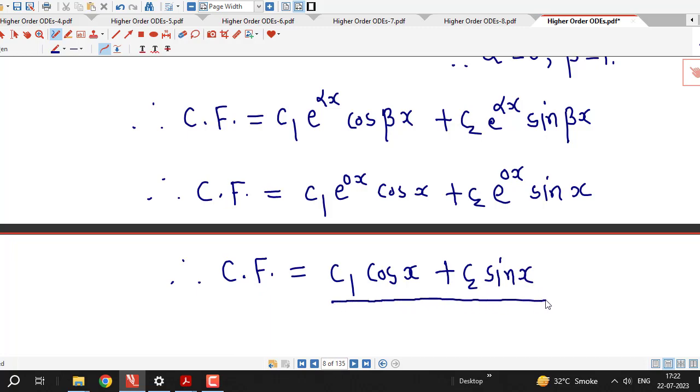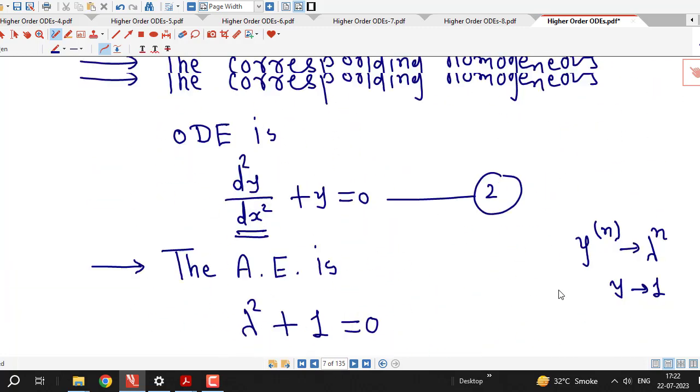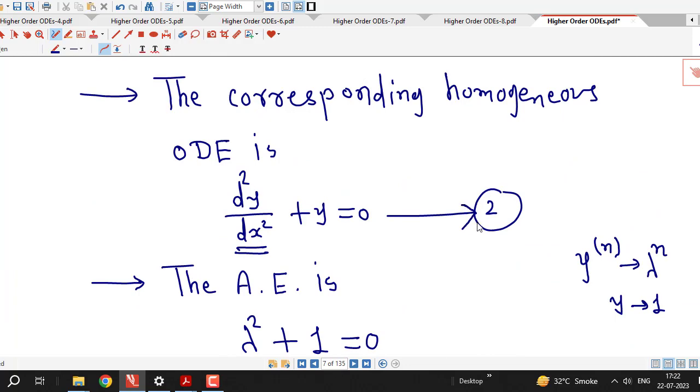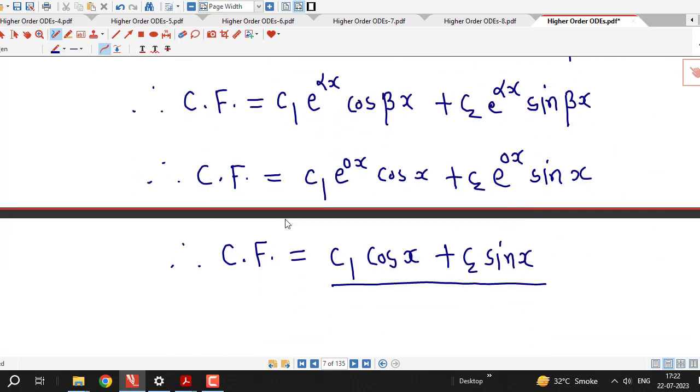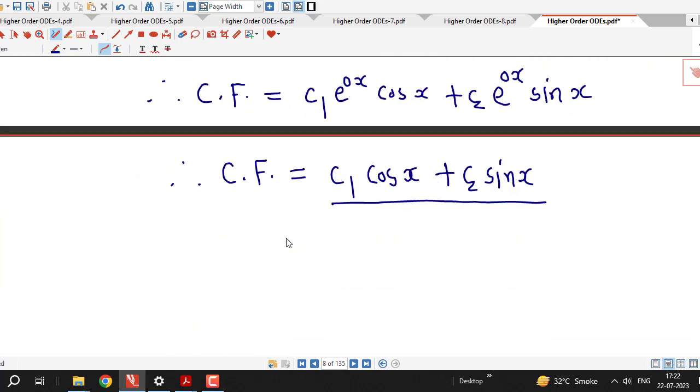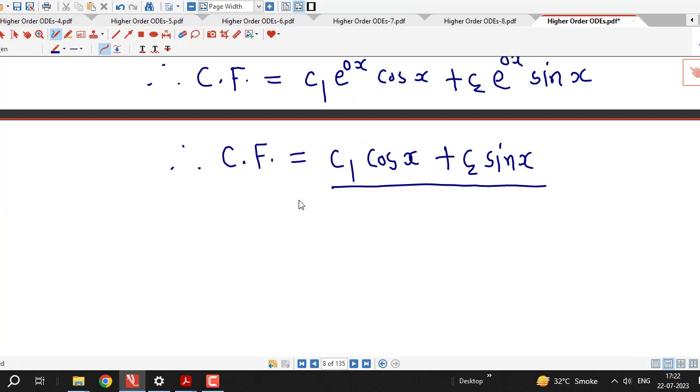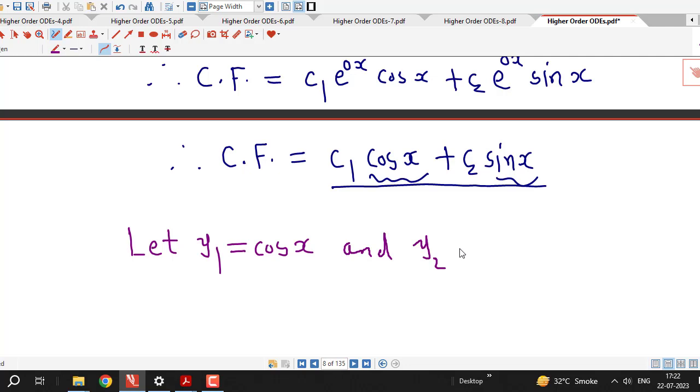This right hand side is nothing but the general solution of this homogeneous differential equation, and the general solution of this equation is called the complementary function of the given equation number 1. Now we have two linearly independent functions in the complementary function, so we denote them by y1 and y2. We consider y1 equal to cos x and y2 equal to sin x.